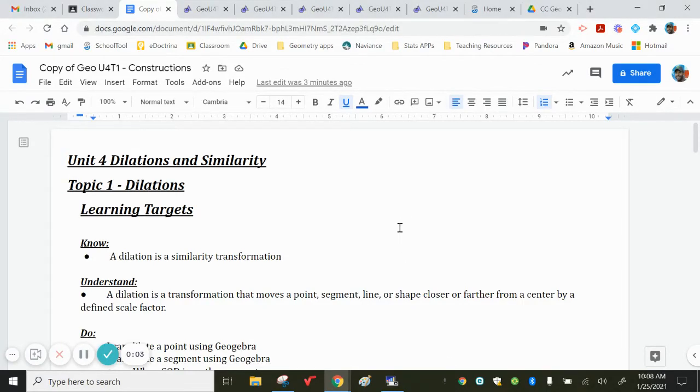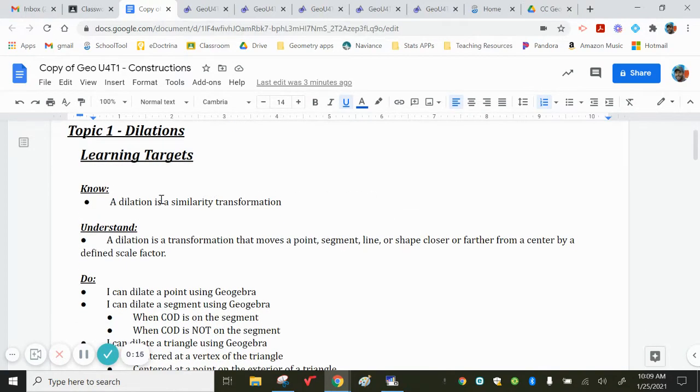Hi, everybody. This is topic 1 for our new unit on similarity. And we're talking about doing constructions of what a similar figure would be through a dilation. So the first thing that you should know is that a dilation is a similarity transformation.